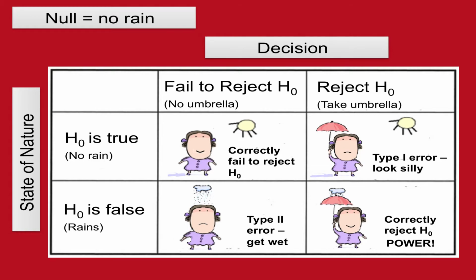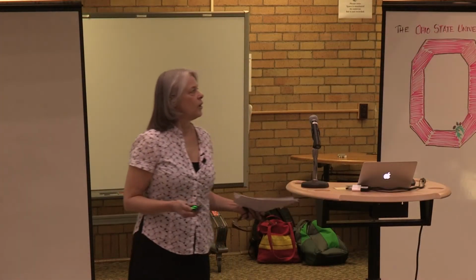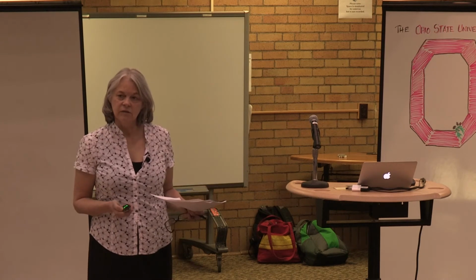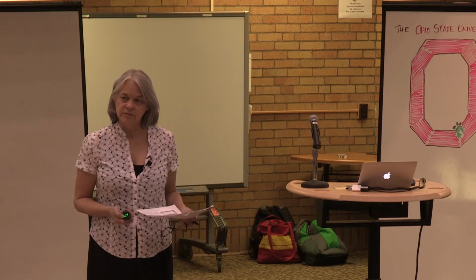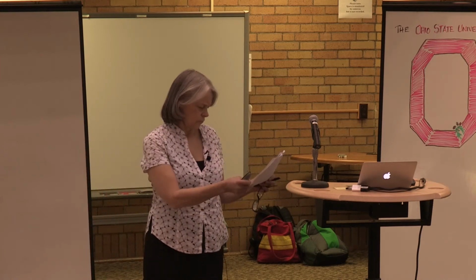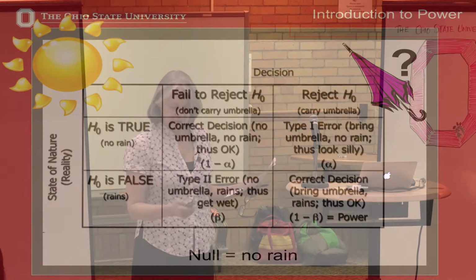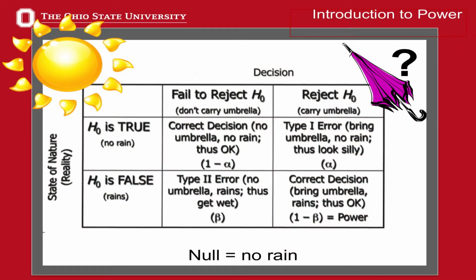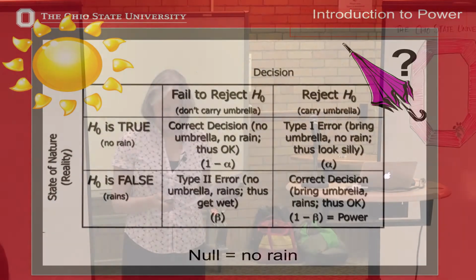That's what power is. So it's when you reject the null, when the null is actually false. This decision table, I included it for your reference. This is the more textual version of that table, and it includes the probabilities of making each type of error.